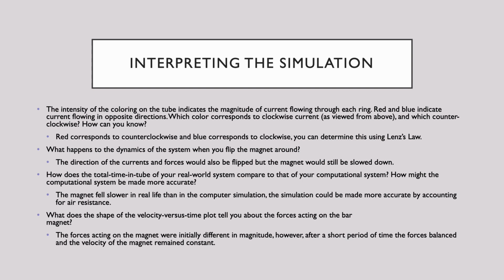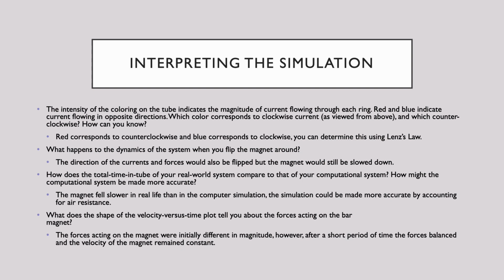So how does the time and tube of the real world system compare to that of the computational system, and how might the computational system be made more accurate? Well, the magnet in my experiment fell slower in real life than in the computer simulation, so the simulation could be made more accurate by accounting for air resistance.